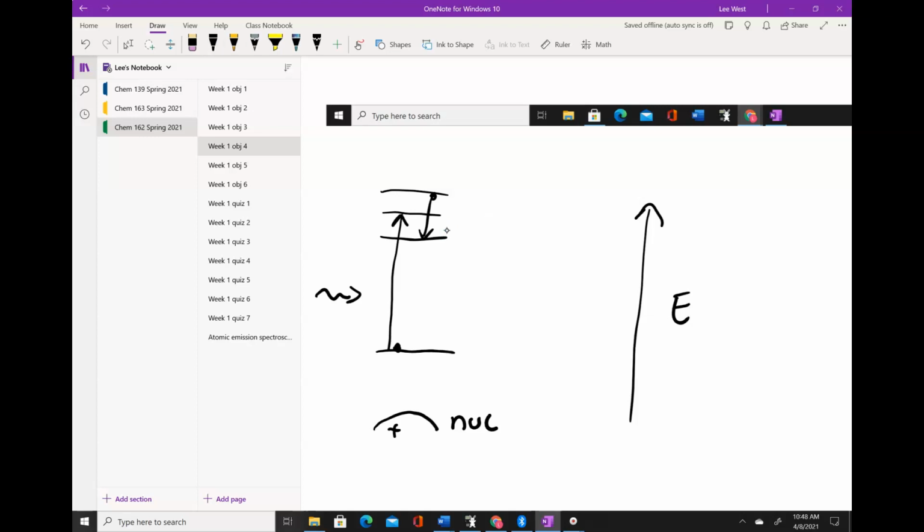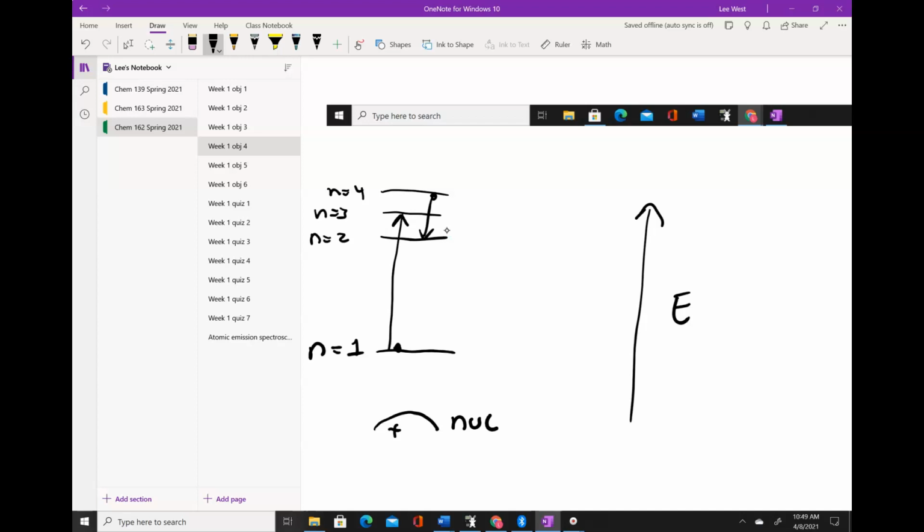Now there's a naming convention for these levels. One way is via this number, we call it the principal quantum number, the n value, n equals 2, n equals 3, n equals 4, and it's pretty simple. The lowest one is 1, and then it just increases in steps of 1. Okay, so the transition by that first arrow there would be from n equals 1 up to n equals 3.